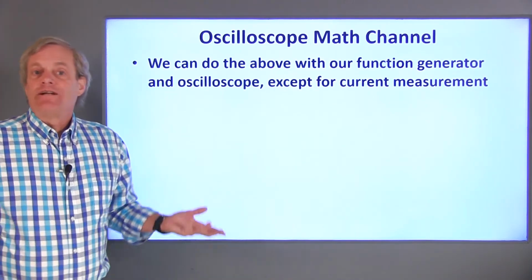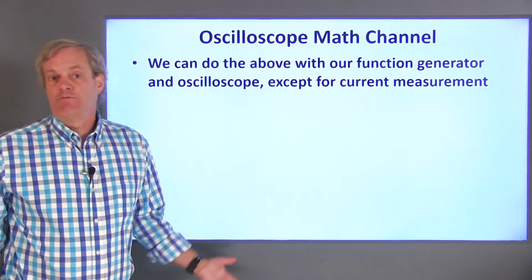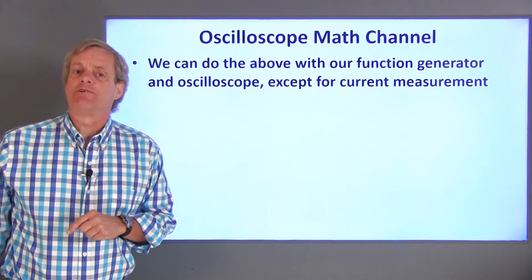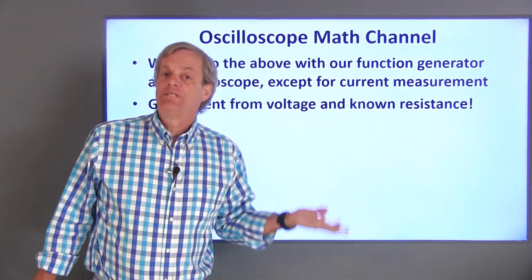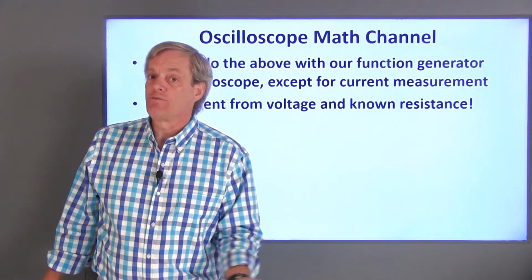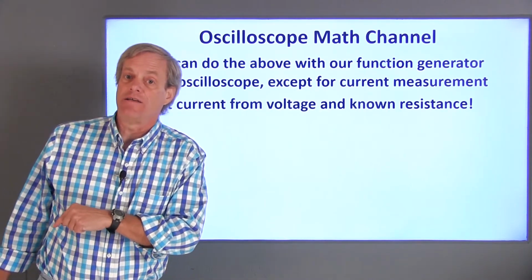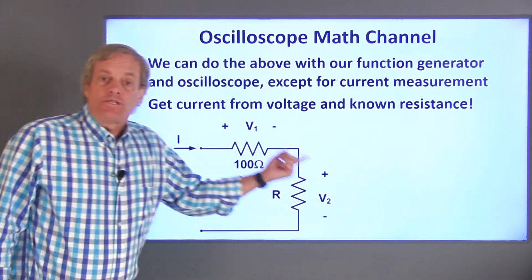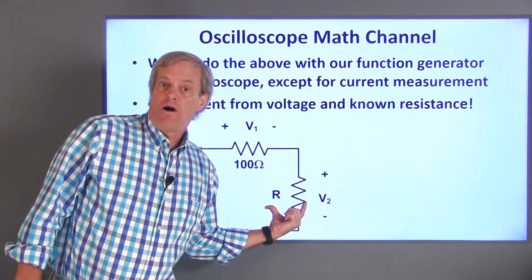A function generator can apply time-varying power, and our oscilloscope can measure time-varying voltages. But what about the time-varying current? Well, if we have a resistor with a known resistance, we can calculate a current through the resistor from a measurement of the resistor's voltage and the resistance value. This circuit allows us to measure an IV curve for an unknown resistor R.